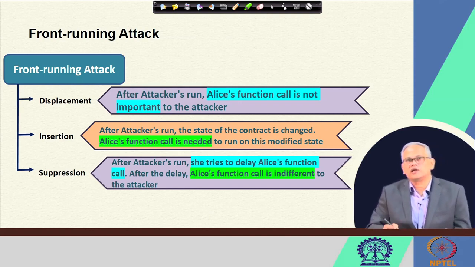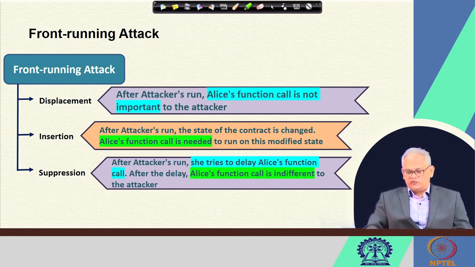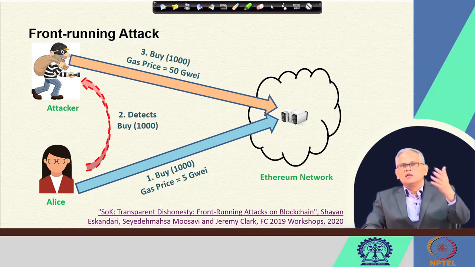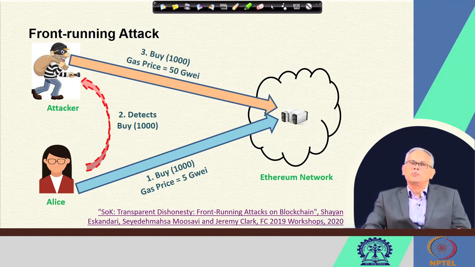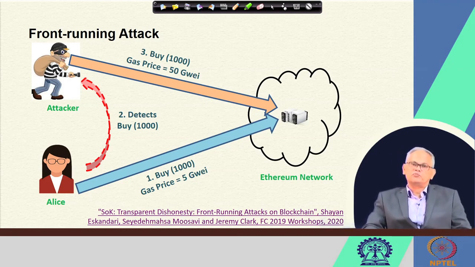In insertion, after the attacker's run, the state of the contract is changed. So, Alice's function call needs to run on this modified state. It is the same as the example we gave, that Alice was willing to buy 1000 ethers, expecting to pay at 100 rupees each, say 100,000 Indian rupees, but then the attacker purchased those 1000 at 100 rupees by paying 100,000, and then the price shot up to 110.